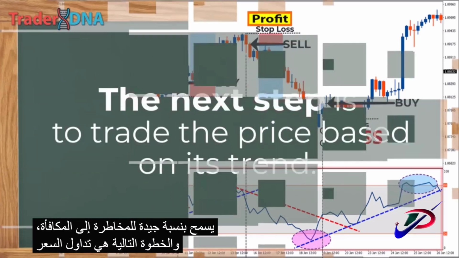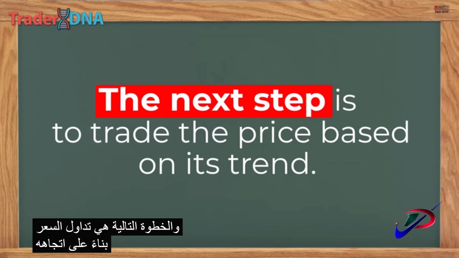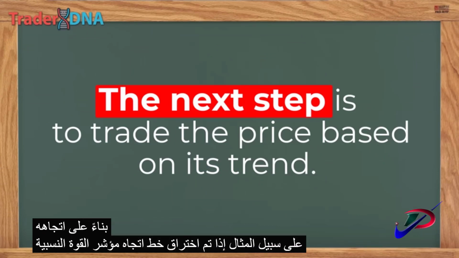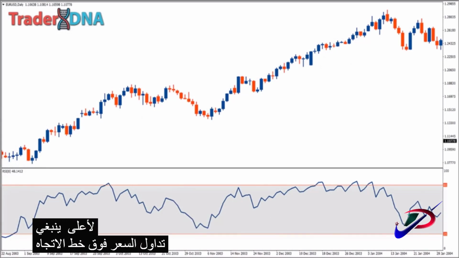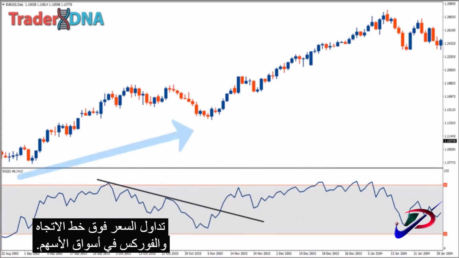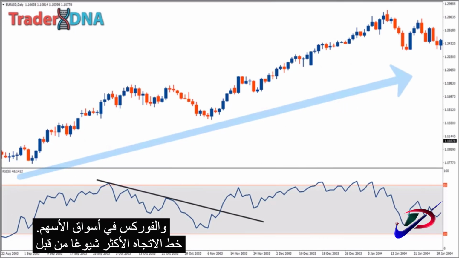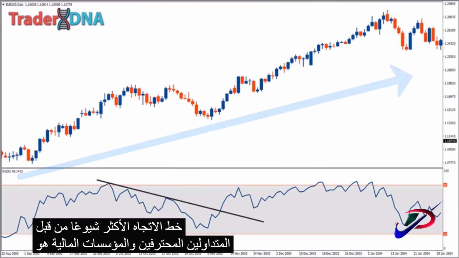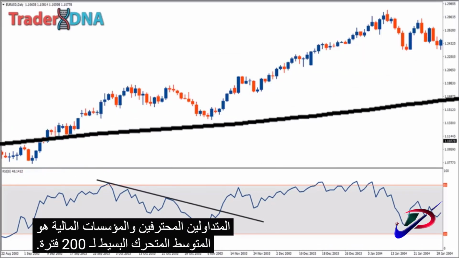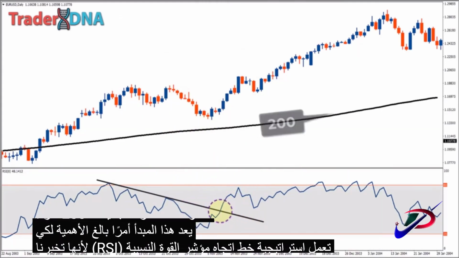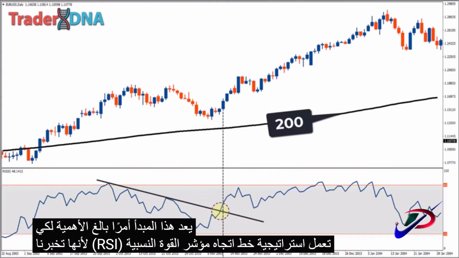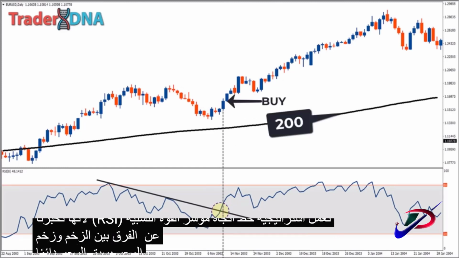The next step is to trade the price based on its trend. For instance, if the RSI trendline is breached upward, the price should be traded above the trendline. In the forex and stock markets, the most commonly recognized trend line by professional traders and financial institutions is the 200-period simple moving average. This principle is crucial for the RSI trend line strategy to work as it informs us about the difference between momentum and price.